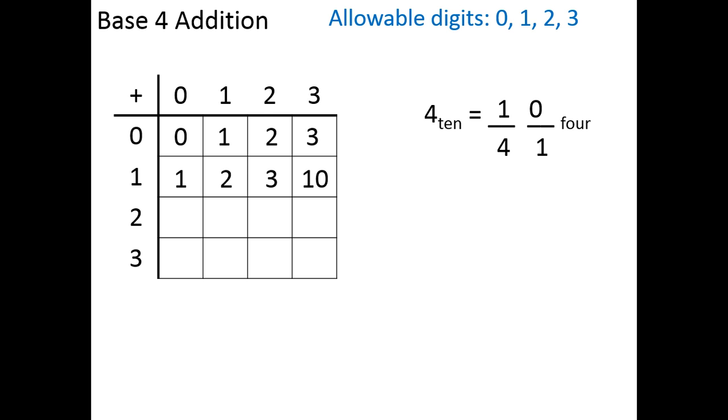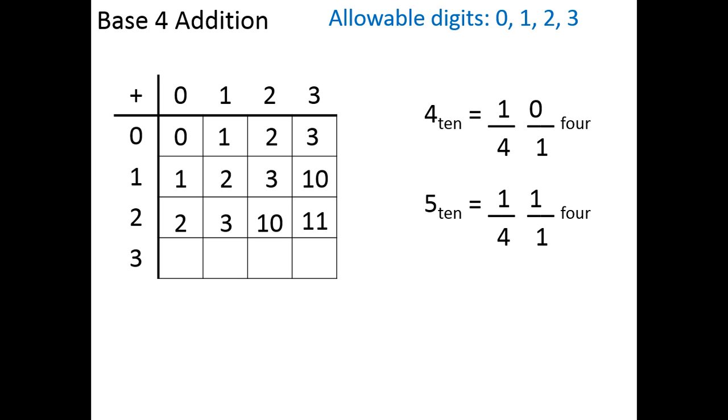Let's go to the third row. 2 plus 0 is 2. 2 plus 1 is 3. 2 plus 2, now go ahead and let yourself think in base 10, but then you have to write in base 4. So 2 plus 2 is 4 to us, but in base 4, that's 1, 0. 2 plus 3, well that's 5 to us, but in base 4, that would be a group of 4 and 1, 1. So 2 plus 3 in base 4 is 1, 1.